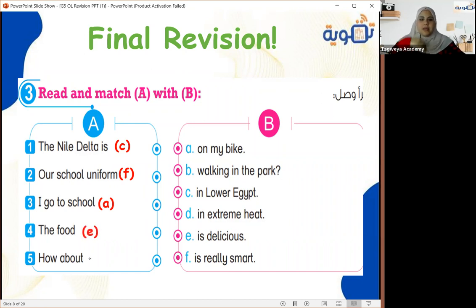How about, yeah, for making a suggestion, to offer an idea, we can say how about or what about with a verb and ing. How about walking in the park? What about walking in the park? You got it?